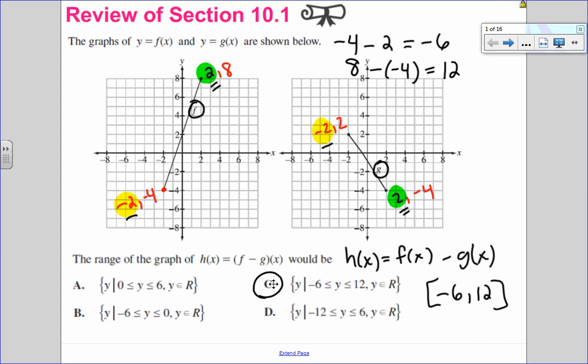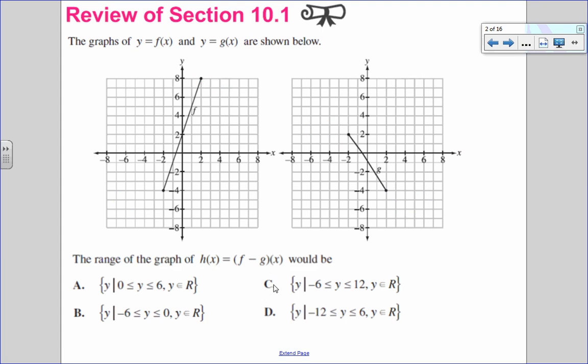Now, if you don't like that way of doing it, I want to look at how we can do that on the calculator. So what I can do is take these graphs here and come up with the equation so I can put them into the calculator. I'm going to use the linear format, y equals mx plus b, slope y-intercept form.